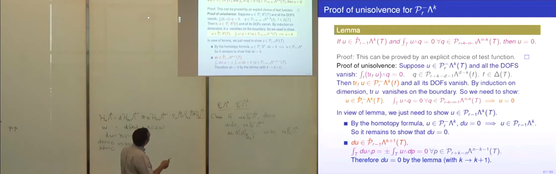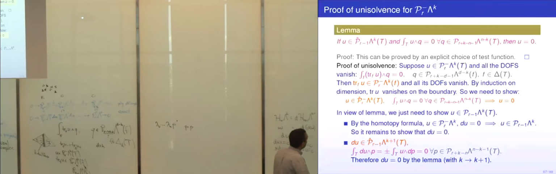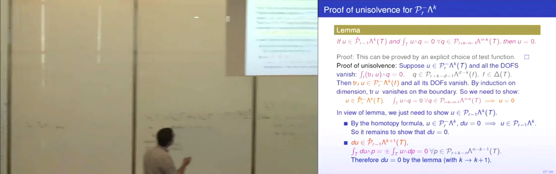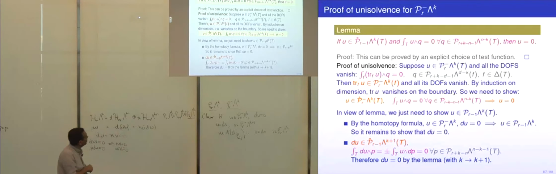Well, then the trace of a P_r minus lambda k on a tet is the P_r minus lambda k on the face, and the degrees of freedom also carry over, because the degrees of freedom only depend on k and d, on the d of the face, but not on n. So just like for the Lagrange elements, we have an induction on dimension, and we get that the trace has to vanish on the whole boundary. So we have no problem showing if all the degrees of freedom vanish, then by induction the trace vanishes on the boundary. And so what we need to show is if we have a P_r minus that vanishes on the boundary, and it has these orthogonalities that were some of the interior degrees of freedom, then u vanishes.